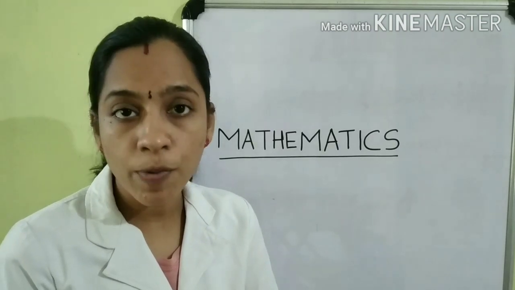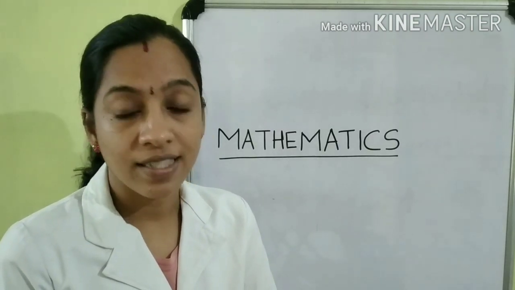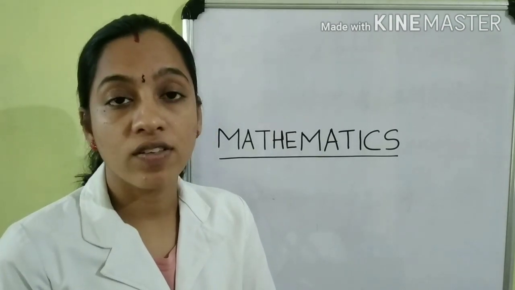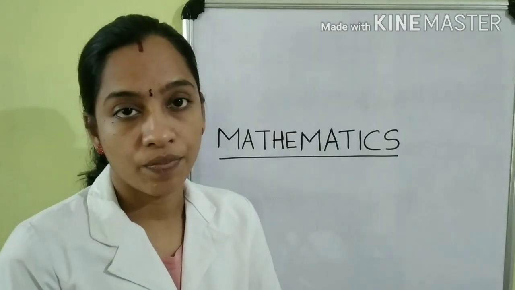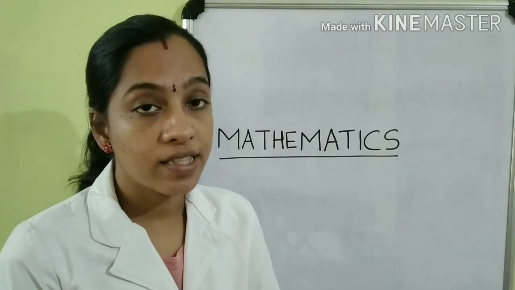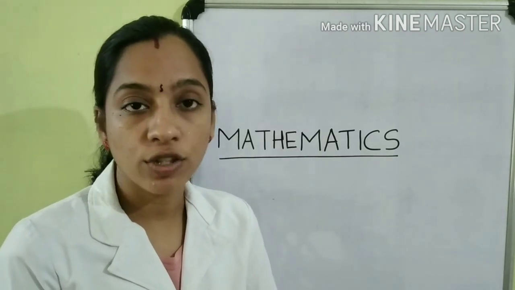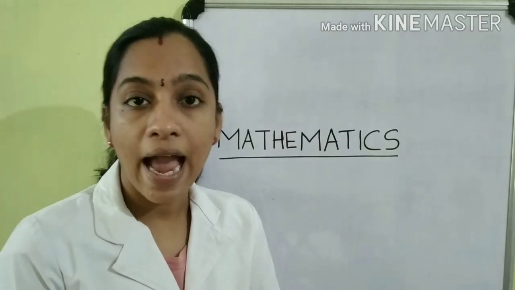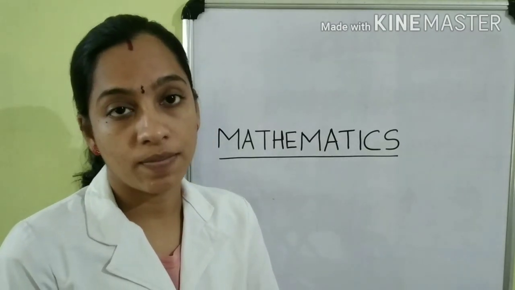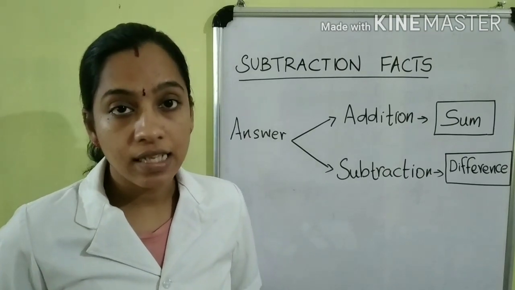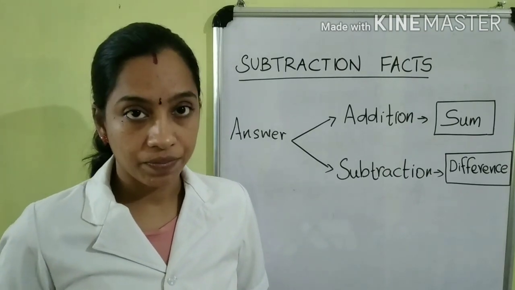And we have one more property, isn't it? Yes, that is subtracting 1 from a number gives the number before. See children, these are the three properties of subtraction. You have to study this and practice the problems. Okay? Children, today we will discuss the subtraction fact.